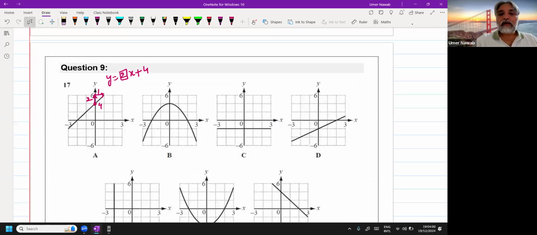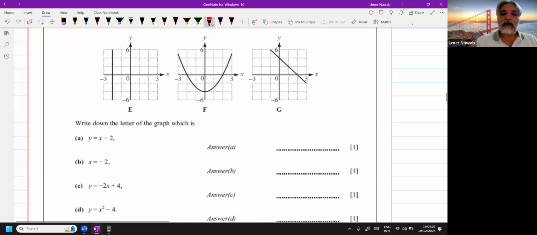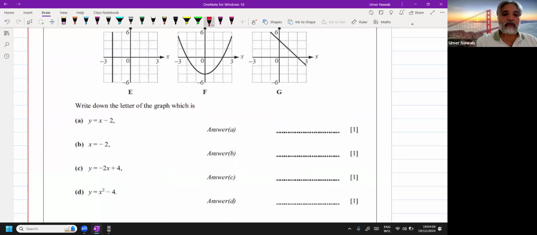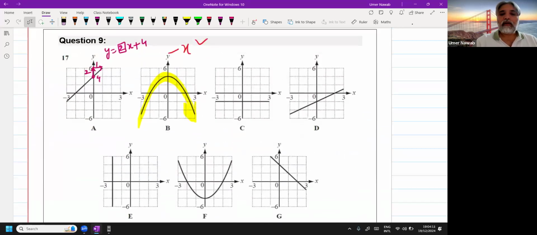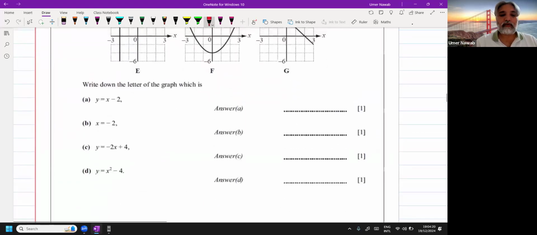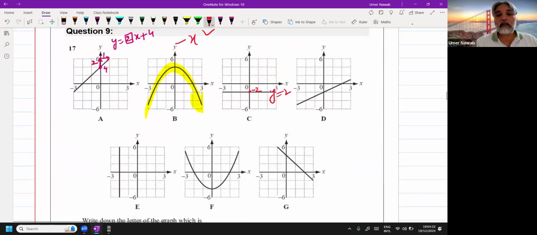Clear? This graph is facing downward, so x squared has to be negative. Do we have x squared negative anywhere? No, we don't have x squared negative here. Now this is cutting the x-axis at -2, so y is equal to -2. Do we have y is equal to -2? No, y is equal to -2 is not anywhere.